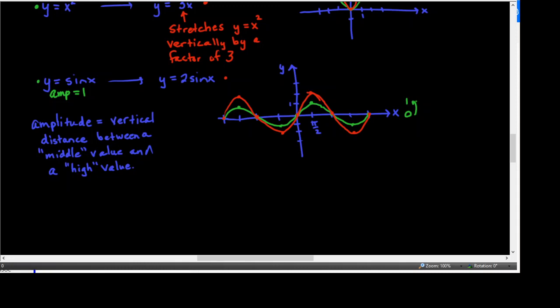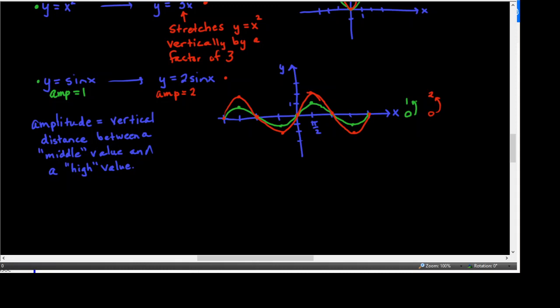Now let's look at the one that's been stretched. The middle value for 2 sine of x is still 0, but its high value is 2. How far is it from 0 to 2? Well, it's 2. So the amplitude of this is 2.